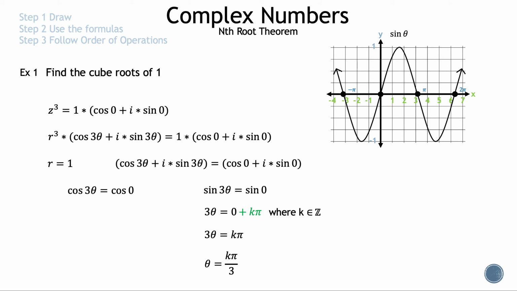Now, let's solve cosine of 3 theta is equal to cosine of 0. Since we have cosine of something is equal to cosine of something, we can say 3 theta is equal to 0. But that's not the only solution.